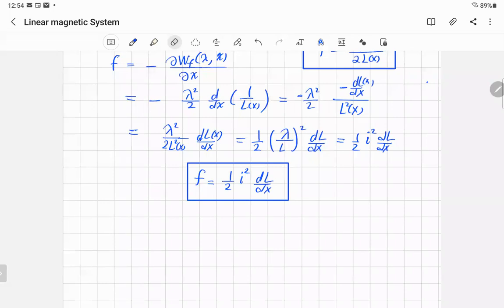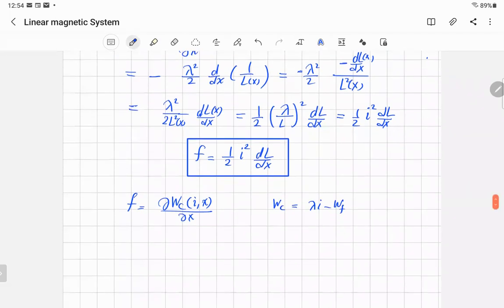If you also try to find it from the other side, the other equation is that the force is equal to the differentiation of the coenergy, expressed in I, with respect to x. If you do that, you get the same result. I'll leave this for you as an exercise, but I will refresh your memory on how you find the coenergy: it's just lambda I minus WF. Then you make the differentiation and you get the force. When you do that, you'll find you get the same answer, 1/2 I squared dL by dx. So basically, no matter which way we do it first, you can do it the other way. Exactly. You know why? I'll tell you why.